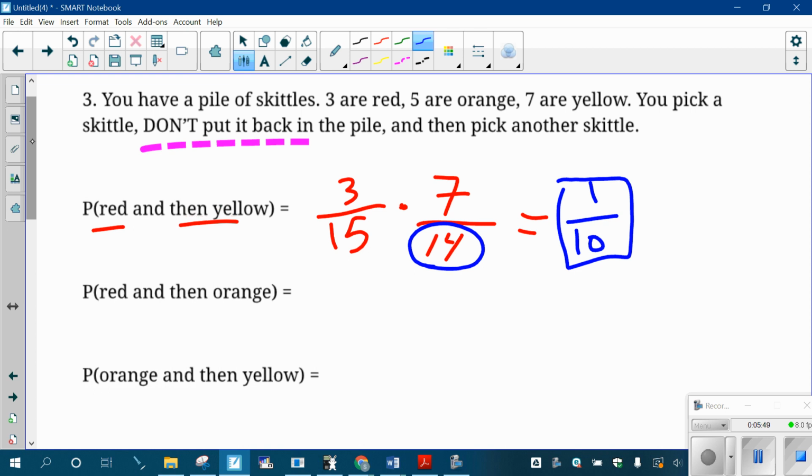Okay. All right, let's go through these ones. Red, and then orange. Well, if I've eaten a red one, then there's 1 less Skittle. So then there's only 14 to choose from. Okay, set up in our calculator.